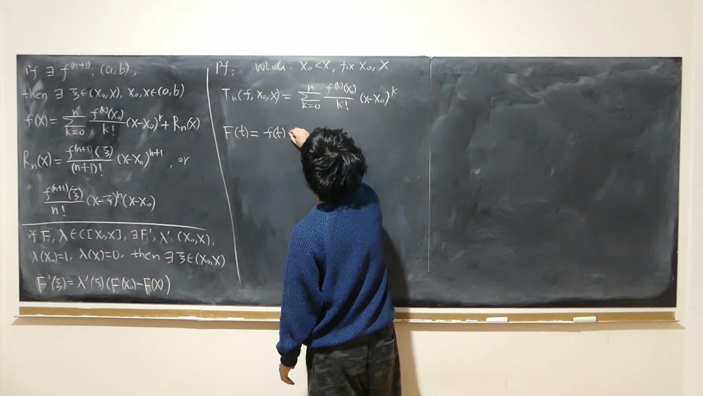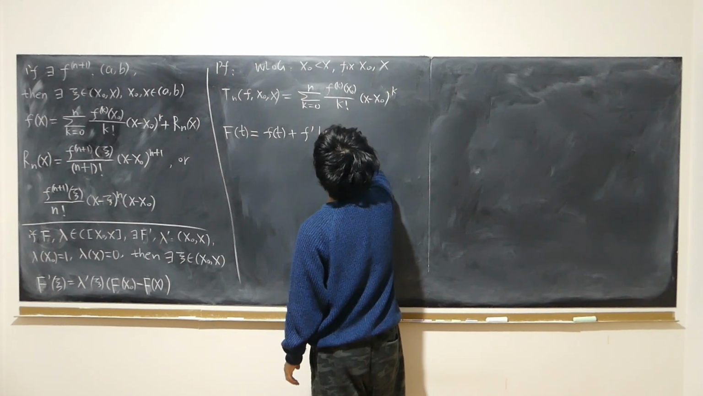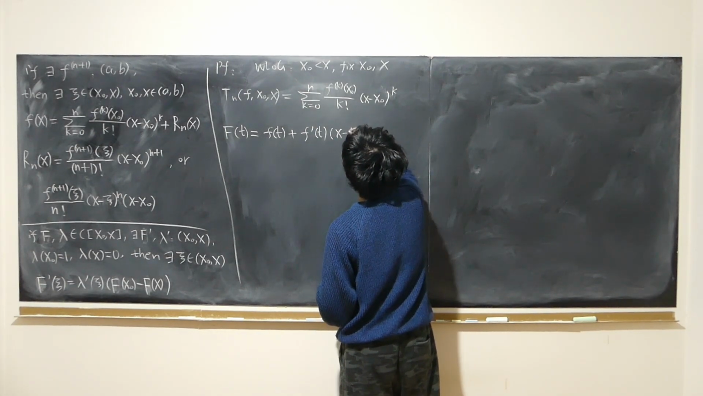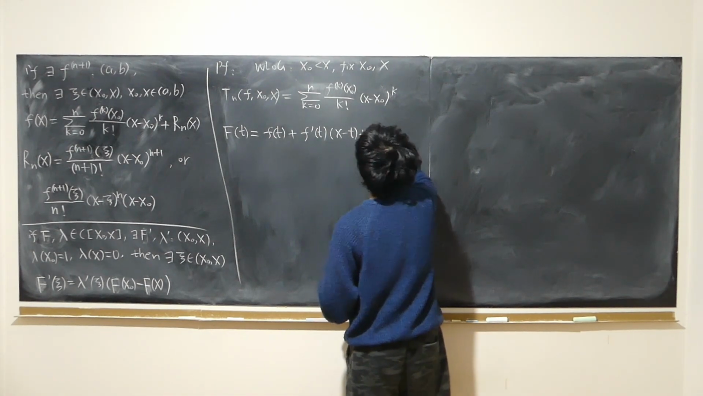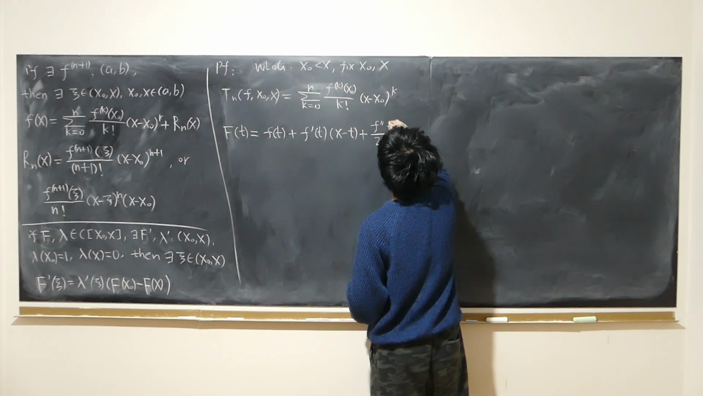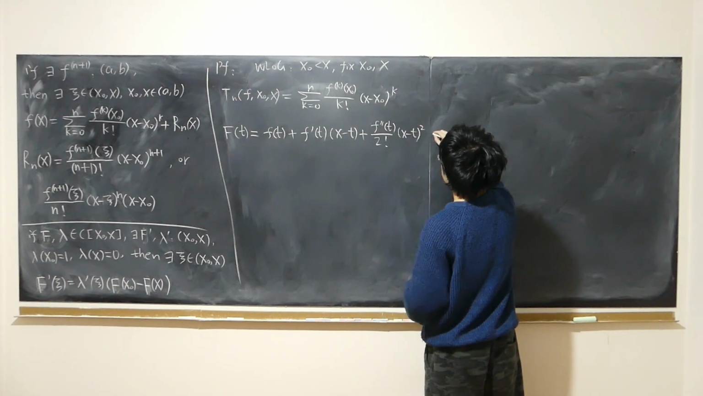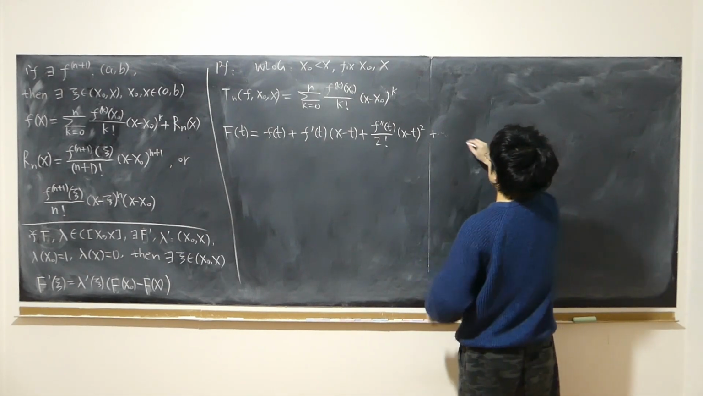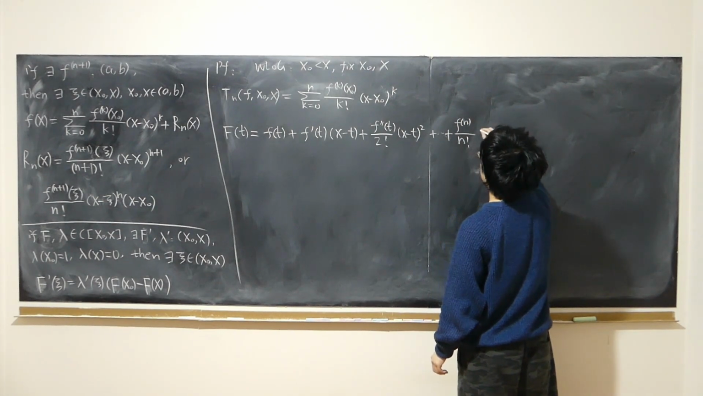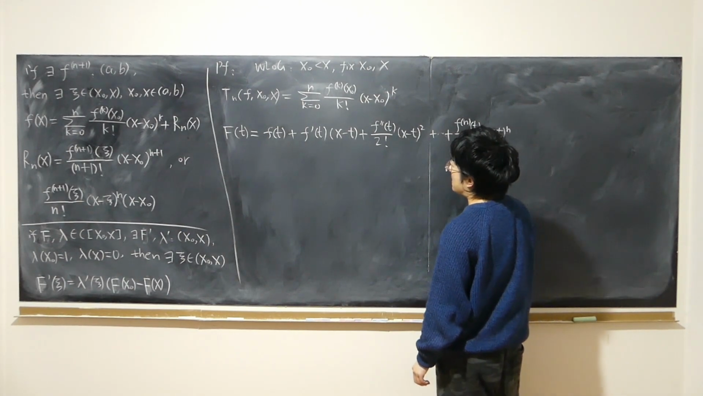What's the second one? Second term, right? First order derivative, f prime of t over 1 factorial times x minus t to the power of 1. What's next term? That is f double prime of t over 2 factorial, x minus t to the power of 2. Next, so on and so forth, all the way up to the nth order derivative at t over n factorial times x minus t to the power of n, right?